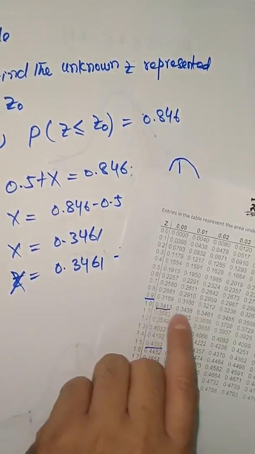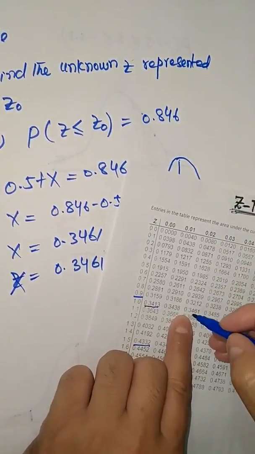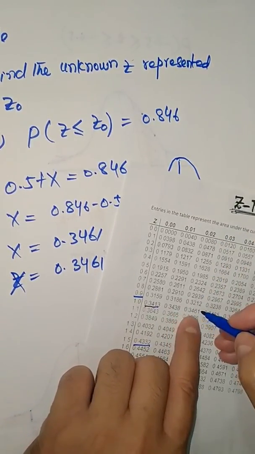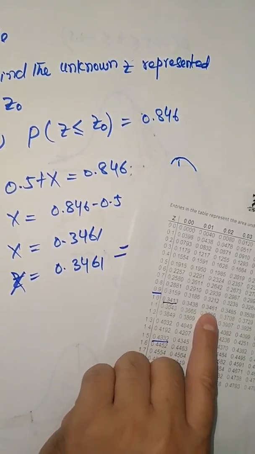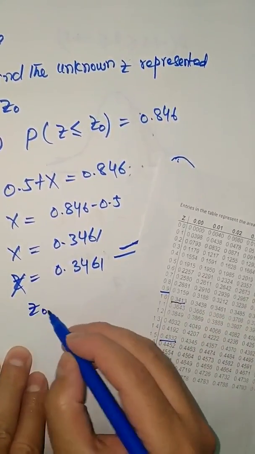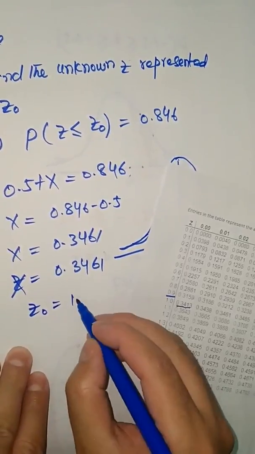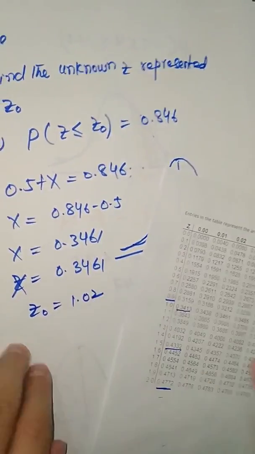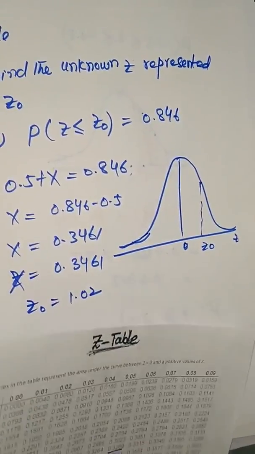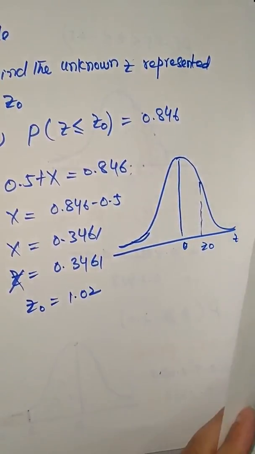When z is equal to 1.02, by following this column, the value is 0.3461. Hence z naught is equal to 1.02. Okay, let's solve another example.